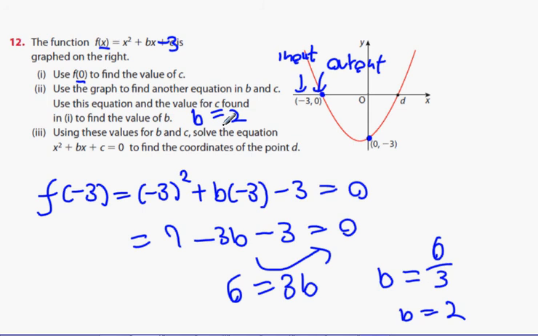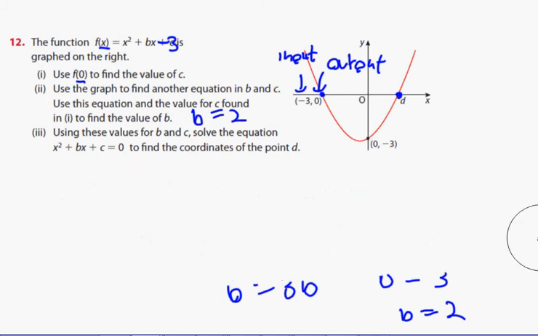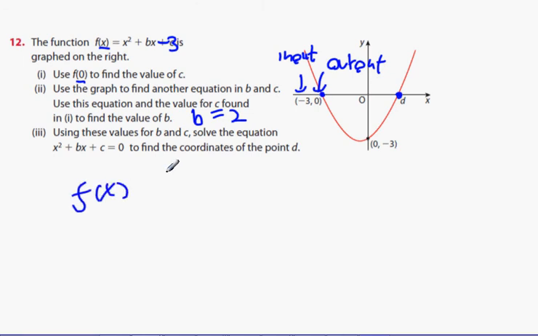Okay. Using the values of b and c, solve the equation x squared plus bx plus c to find the coordinates of the point D. D is where it cuts the x axis. The y value is the output, the x value is the input. Just remember that. Y value is output, x value is input. Here's our function. F of x equals x squared plus 2x minus 3.